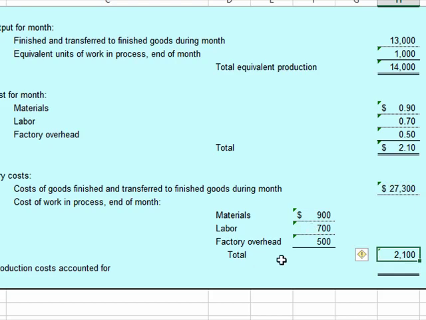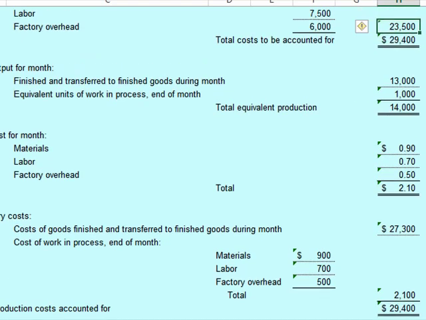Now, total production cost to be accounted for, we're just going to add together the 27,300 and the 2,100, and that's going to get us back to 29,400, which is our total cost to be accounted for up here. Just breaking it down two different ways, you guys.